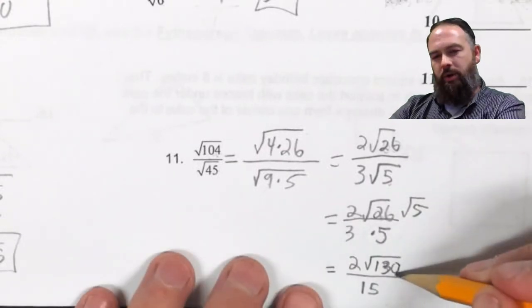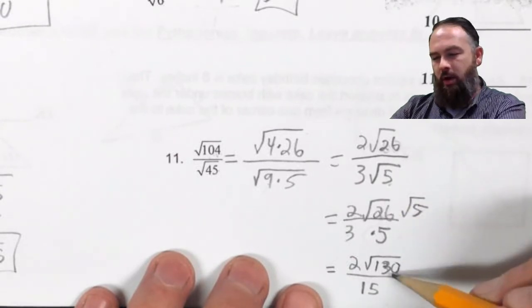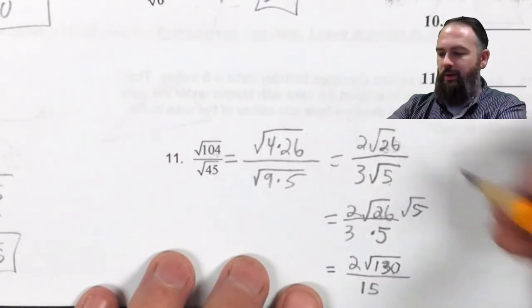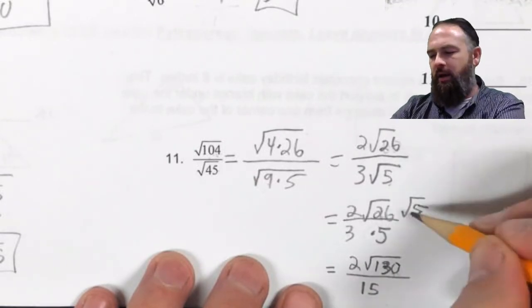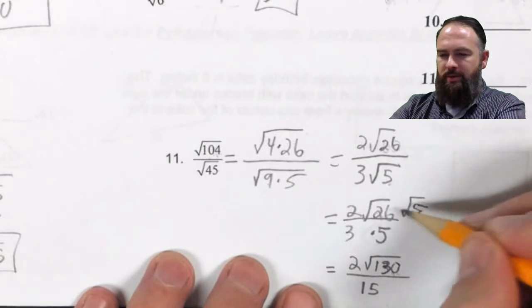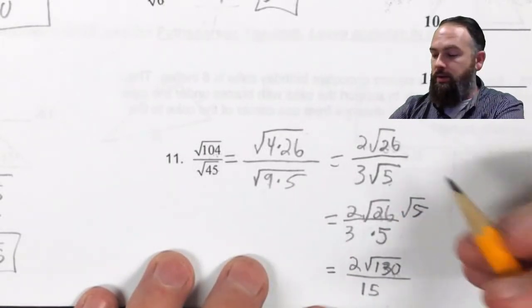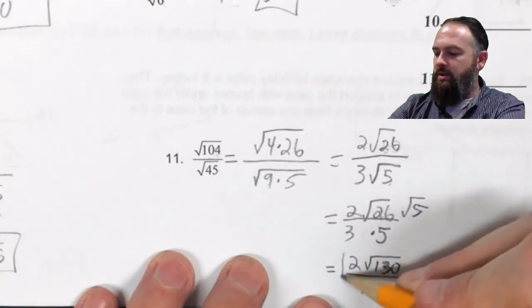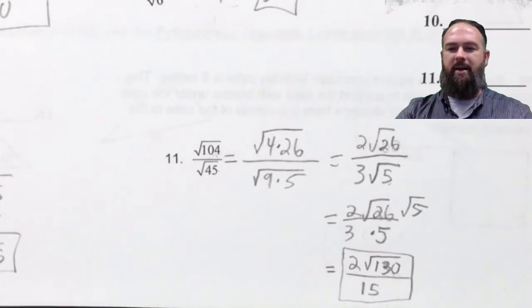Now, we always want to go ahead and check to see after multiplication. We multiply 26 by 5. We want to see if this guy can reduce. Well, I know it's not going to be able to because 26 is 2 times 13. 5 is prime, so there's no perfect squares anywhere in there. I mean, you can go back and double check it if you want to, but 130 is not going to reduce. So my answer is 2 square root of 130 divided by 15.